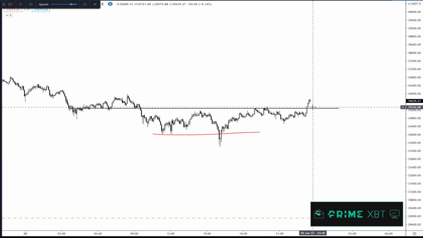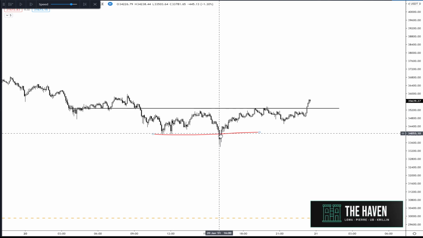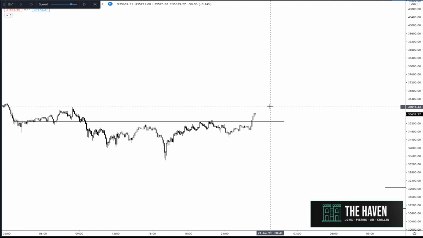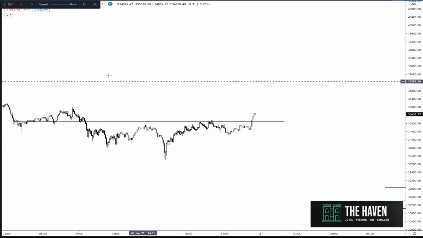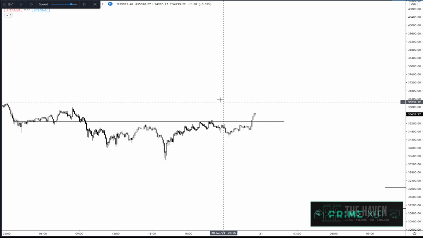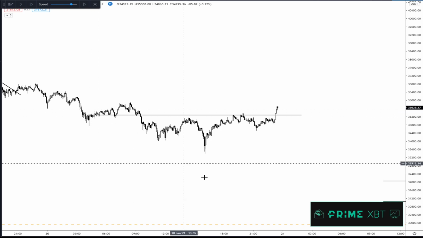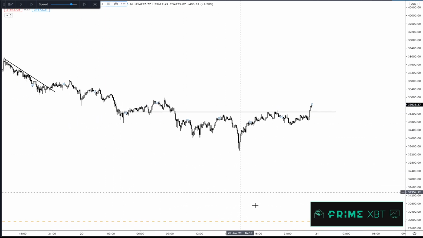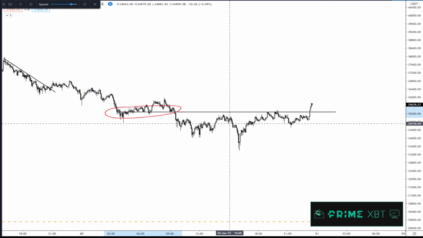I would have longed this breakout here, 35.3. In fact, I think I did scalp long it, and I think I closed that break even. Doesn't matter. So 35.3, key area, key support and resistance flip, based on all of the volume that happened in here on this retest as well.